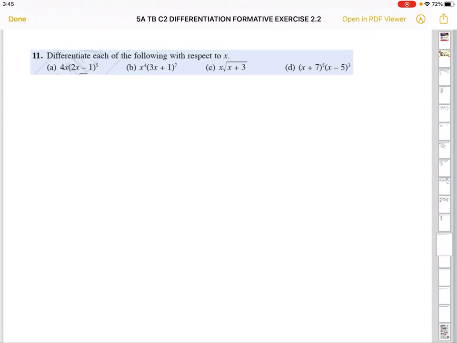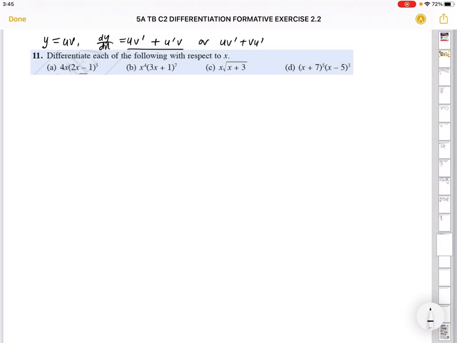All right, product rule works like this: y equals uv. So when I differentiate, dy/dx, I copy u, differentiate v, differentiate u, copy v. Now there's another version. Sometimes they say vu' plus uv'. Now I personally find the uv' plus u'v is better because we arrange it in order straight away. It's easier for you to factorize.